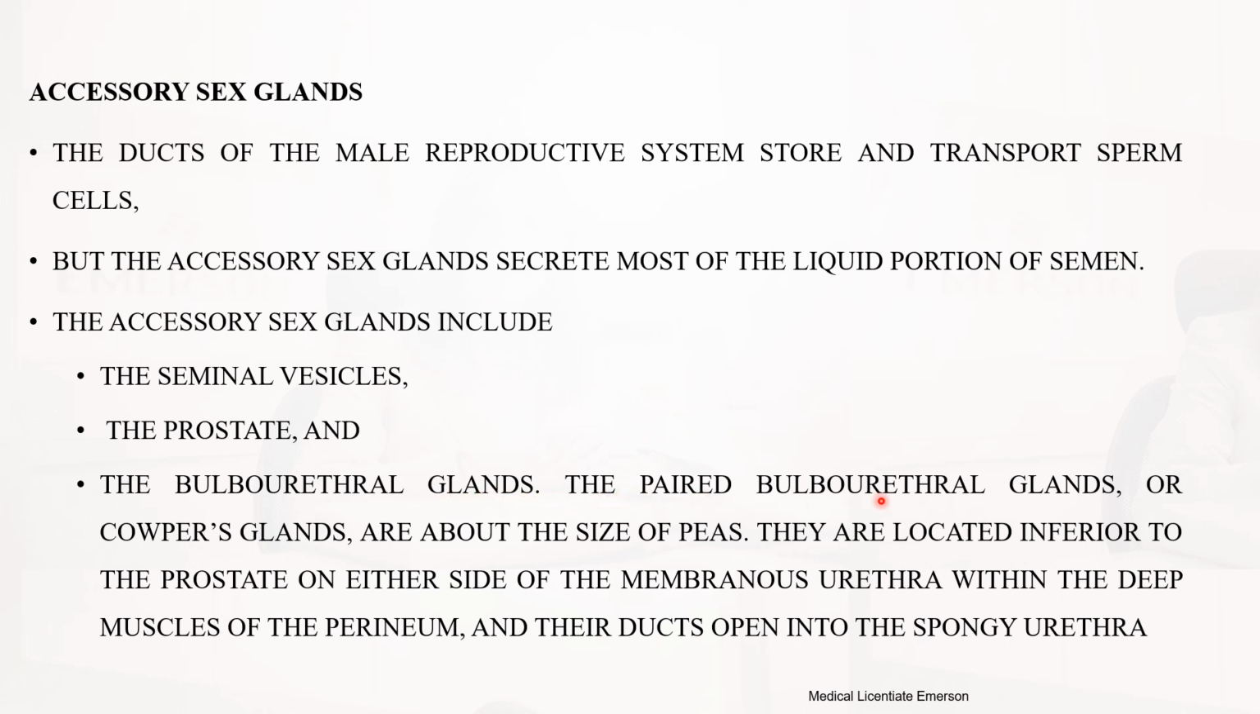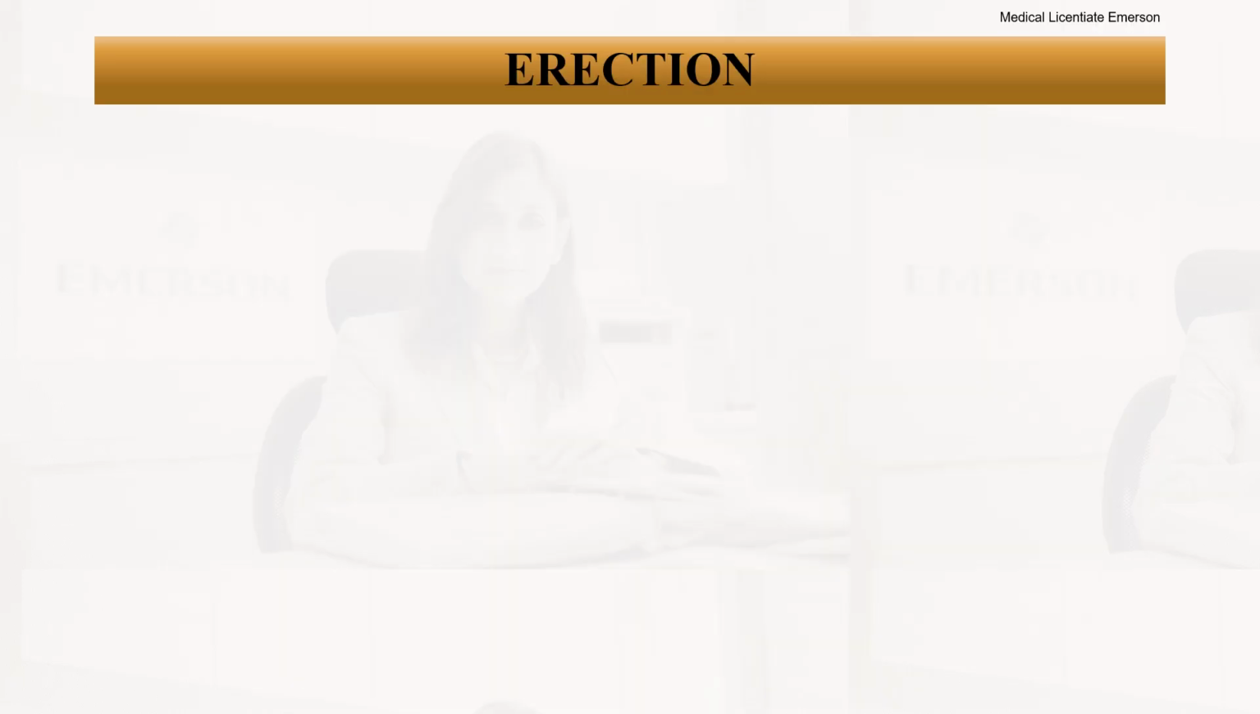The paired bulbourethral glands, or Cowper's glands, are about the size of peas. They are located inferior to the prostate on either side of the membranous urethra within the deep muscles of the perineum, and their ducts open into the spongy urethra. These are the accessory sex organs found in the male reproductive system.